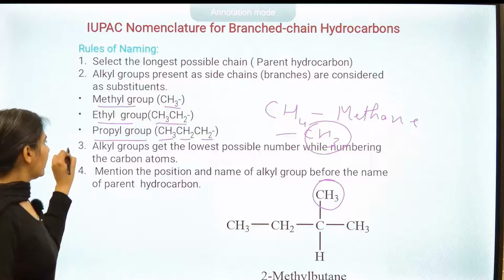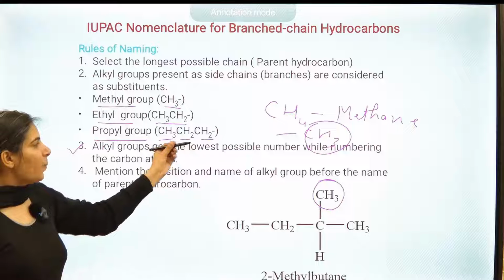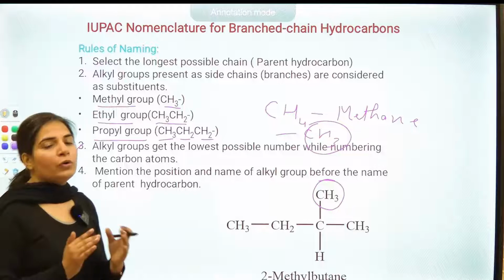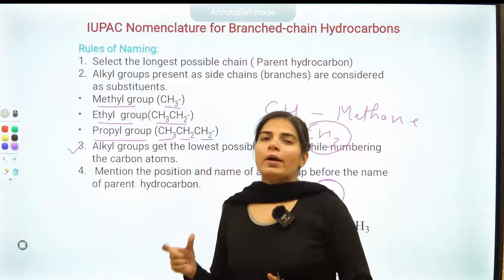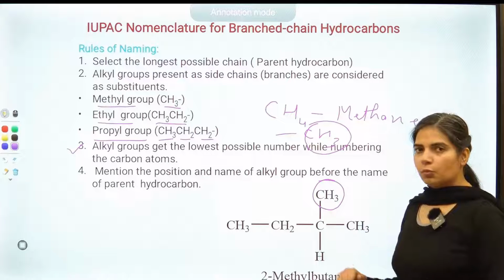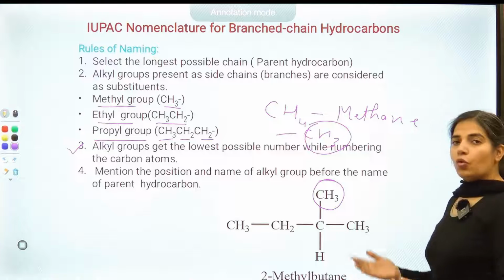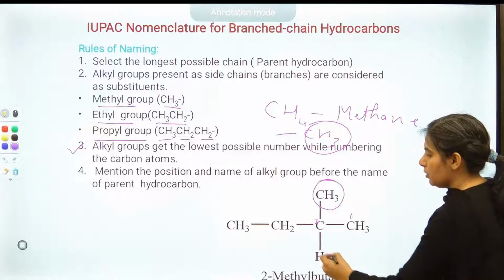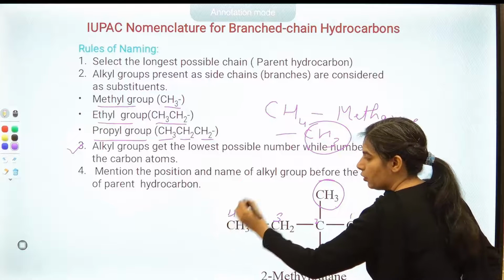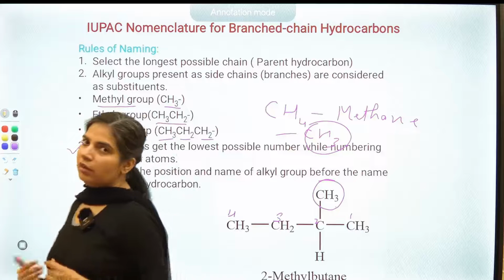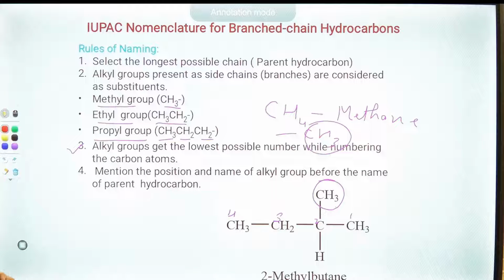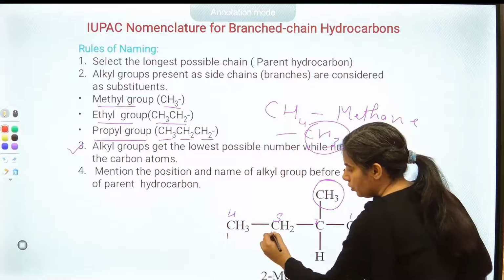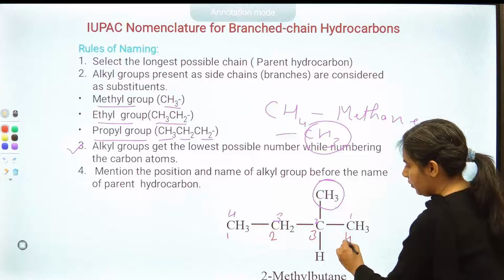What does the third rule say? Alkyl groups get the lowest possible number while numbering the carbon atoms. Now what we need to do? We have to give the lowest locant position to our alkyl group, and this is our alkyl group. So where do we need to start our numbering? This is the first, second, third and fourth. This is one way where we can do the numbering. Let's consider another way. We can also start our numbering from there: 1, 2, 3 and 4.